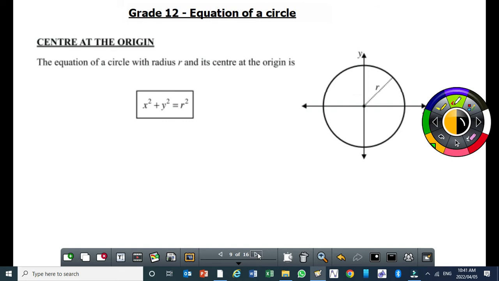Then let's start grade 12 now. I just want to be clear with you: there is only one aspect which is actually taught at grade 12 level. It's called the equation of a circle. That's the only new concept. So we will talk about the equation of a circle.